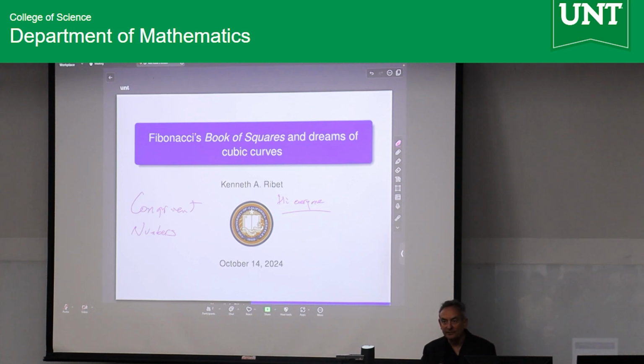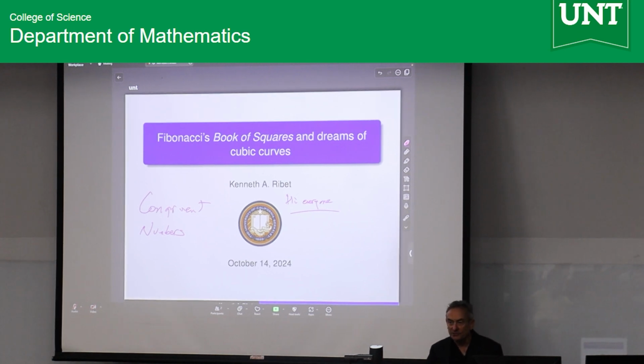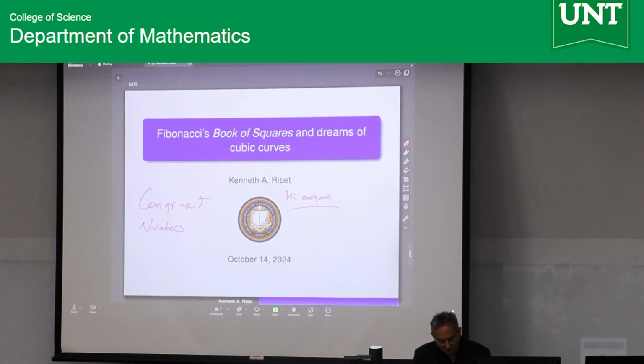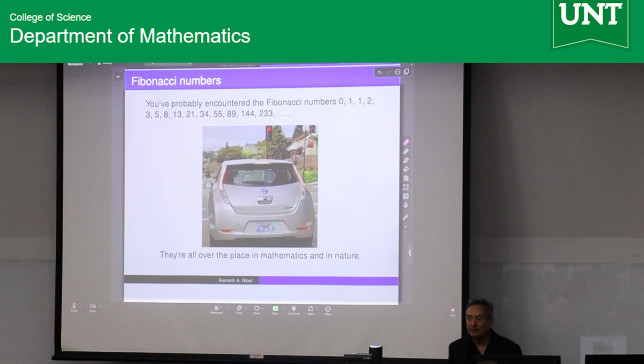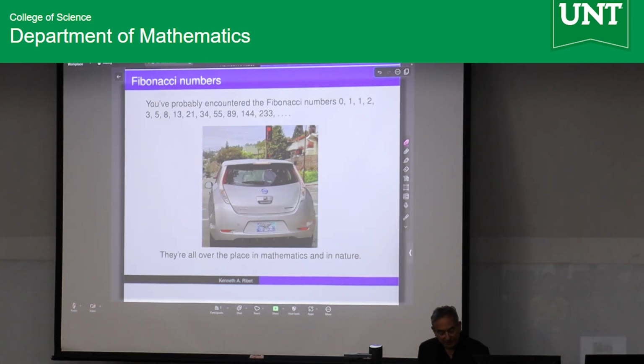And you can find other articles and talks on YouTube about congruent numbers. But the approach I'm presenting is slightly different because I want to talk first about Fibonacci. So if you ask a math student about Fibonacci, they probably know about the Fibonacci numbers. It's a sequence where every number is the sum of the previous two numbers. And there's even a good Numberphile video about Fibonacci numbers.